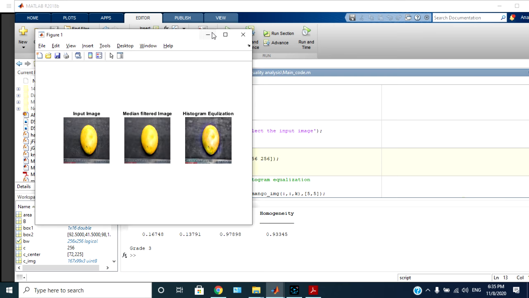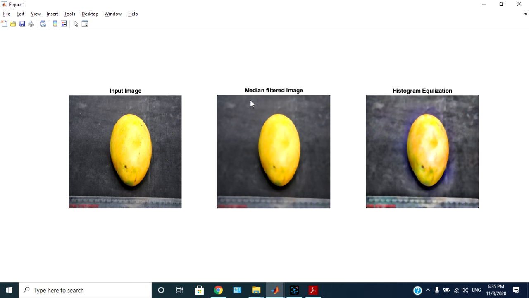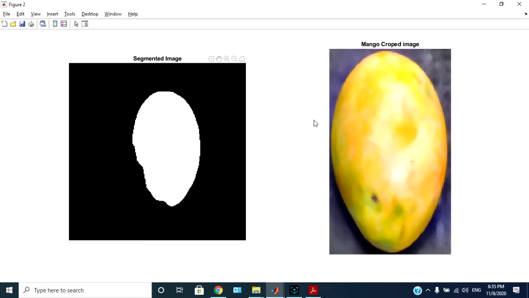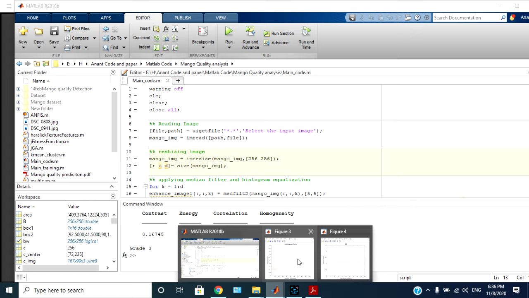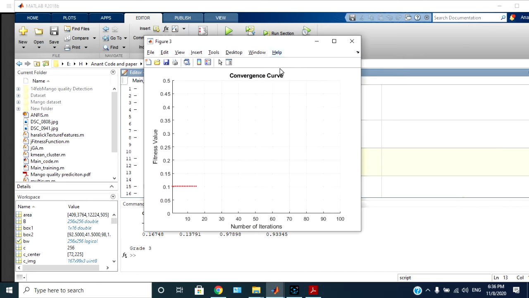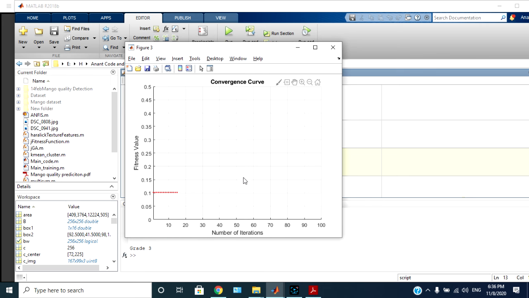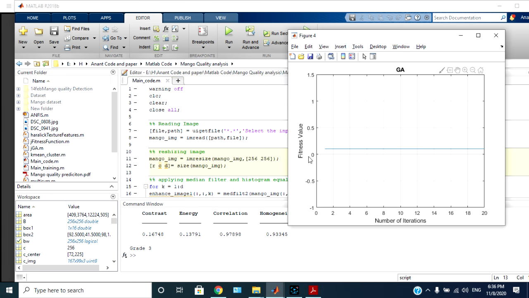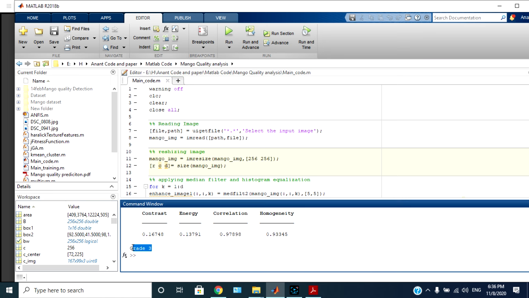So here, the input image I have selected this one, then I have applied a median filter and histogram equalization; these are pre-processing. After that I am going to apply segmentation and then crop the mango region. Once the mango region is cropped, then based on the fitness genetic algorithm, the fitness value will be found, and based on that fitness value, it is going to tell me what the grade of the mango is.